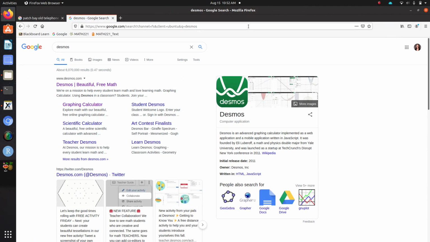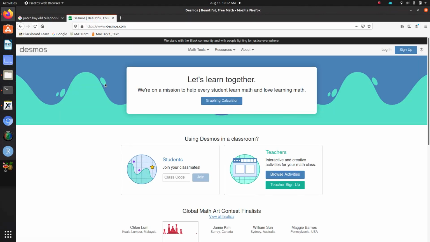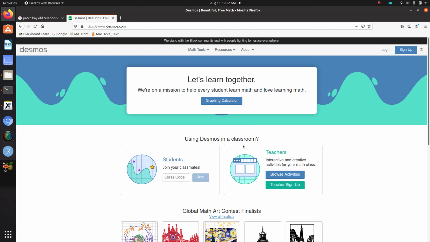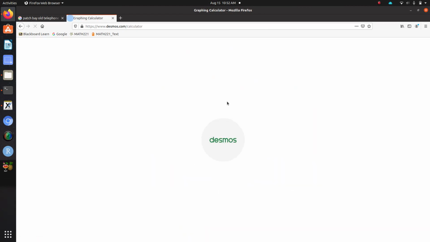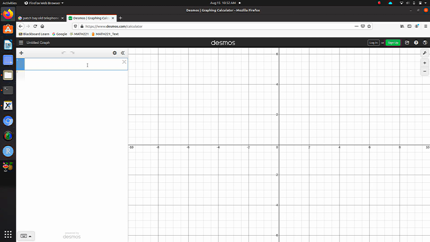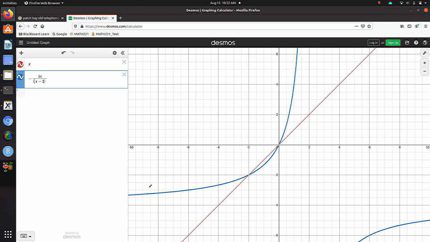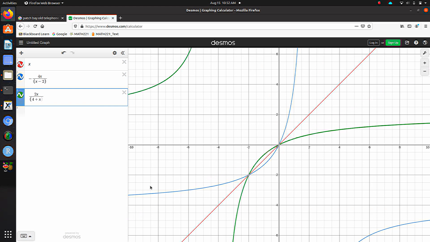Desmos is sometimes good for this kind of thing. I think between Desmos and Wolfram Alpha, those are pretty much the top two graphic tools you might want to use in this class. So I'm going to just plot x, that's easy. And I want to plot minus 4x over x minus 2. And I want to plot the other one, the original function I had, which is 2x over 4 plus x.